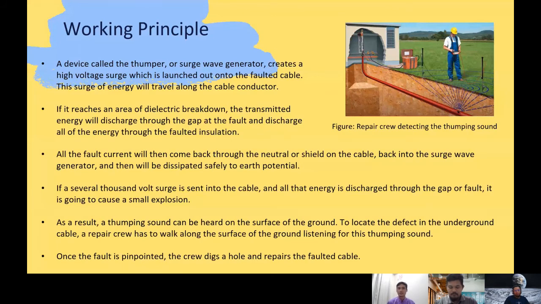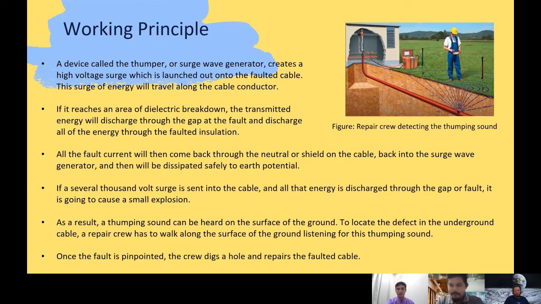Firstly, a device called the thumper or surge wave generator creates a high voltage surge which is launched out onto the faulted cable. This surge of energy will travel along the cable conductor. Then, if it reaches an area of dielectric breakdown or a failure in the insulating material, the transmitted energy will discharge through the gap at the fault and discharge all of the energy through the faulted insulation. All the fault current will then come back through the neutral or shield on the cable back into the surge wave generator and then will be dissipated safely to earth potential.